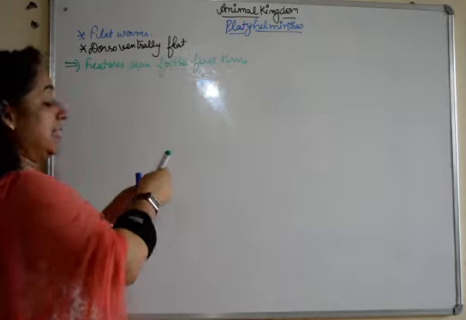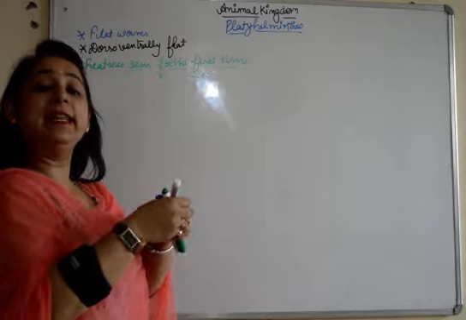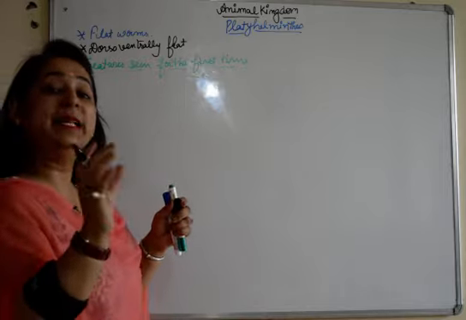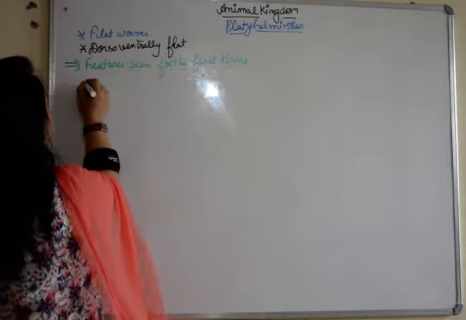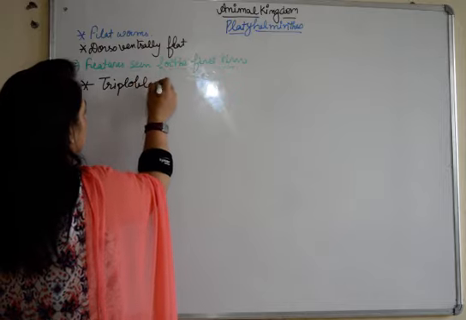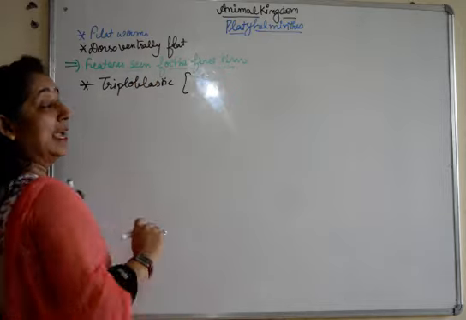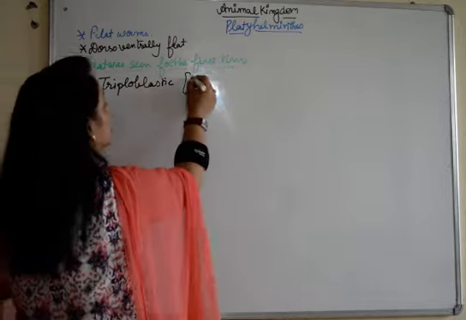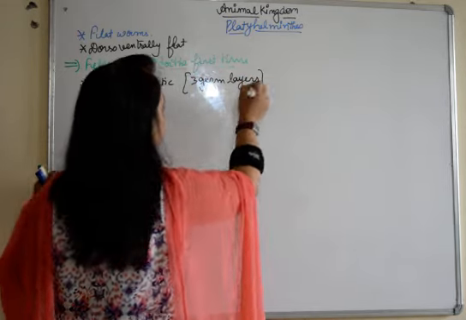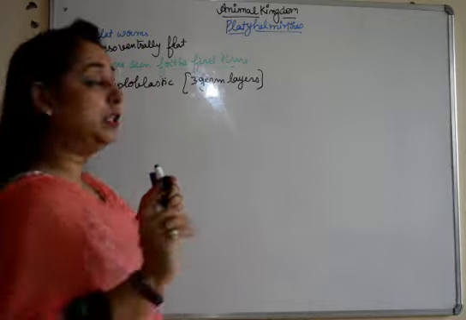The first is that they are triploblastic. Till now we saw that all the organisms in the previous phyla are diploblastic. Now herein they are triploblastic. That means they have three germ layers. That means they have ecto, meso and endoderm.